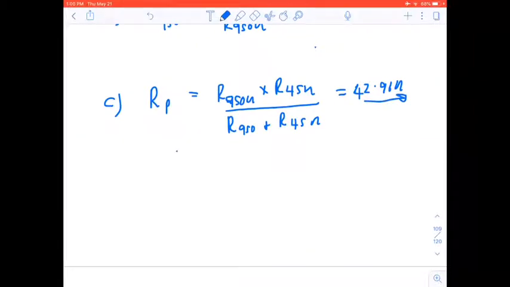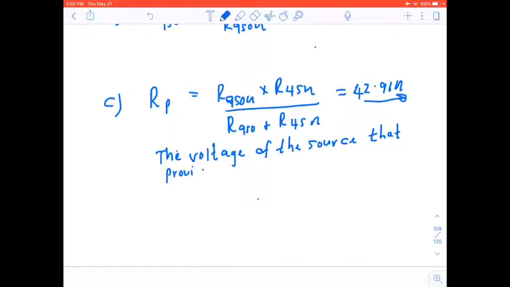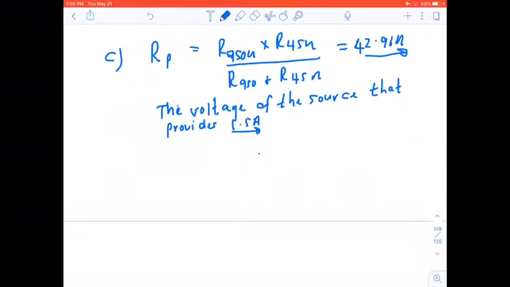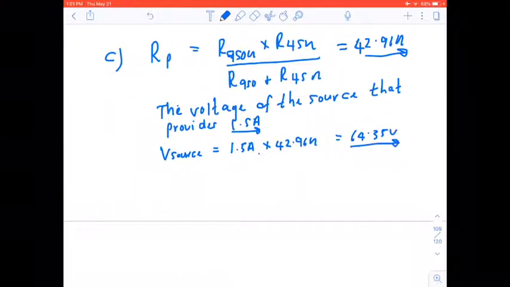Right, so the voltage of the source that provides 1.5 amps, okay, which would mean V of source is equal to I, which is 1.5 amps, times 42.96 ohms, which then means it's 64.35 volts. So that's the voltage of your source, if it can supply 1.5 amps.